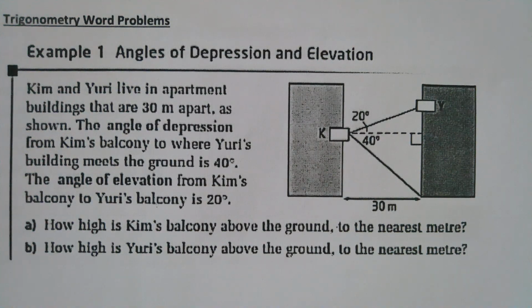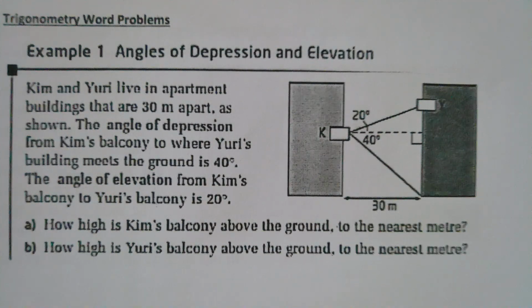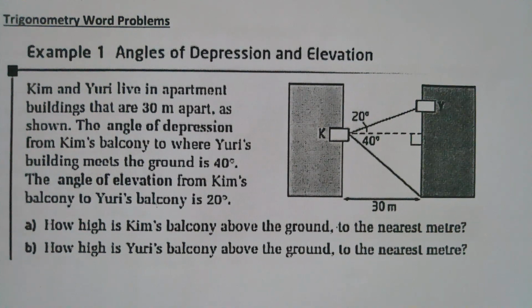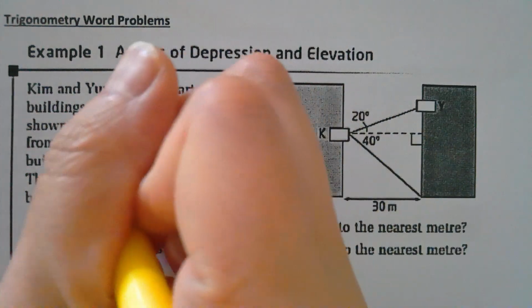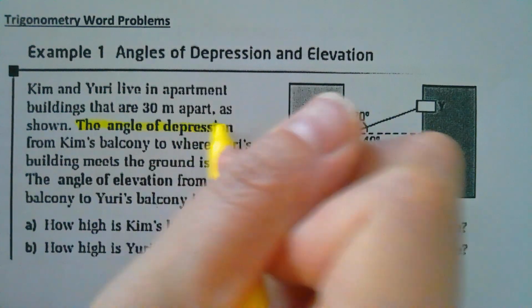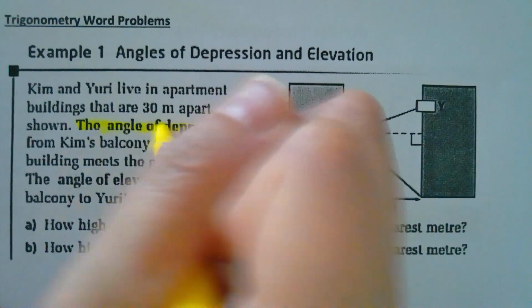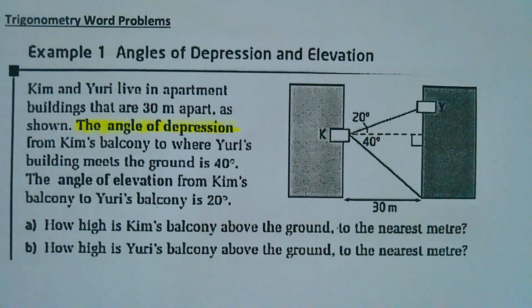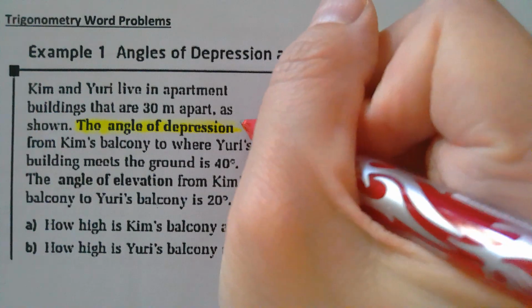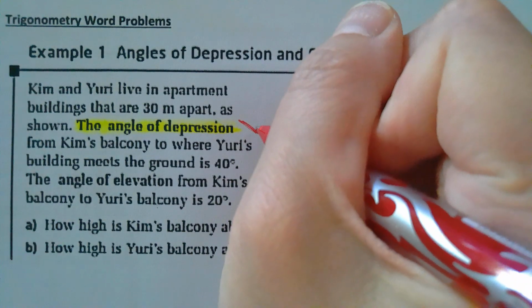Depression from his balcony to where you reach the building, the ground is 40 degrees. The angle of elevation from his balcony to the balcony. Good. Thank you. Angle of depression. What do you think angle of depression means? Depression. Depressed. What happens when you're depressed? Down, right. So it means you're looking down.